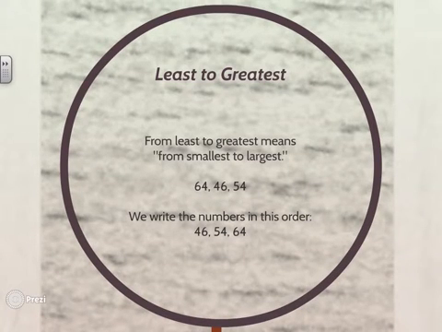Now, least to greatest. All that really means is from the smallest to the largest. So if we take these three numbers, 64, 46, and 54, and I ask you to write them from smallest to largest, you look for the smallest number and you're going to put them in this order. So which would be 46, 54, and 64. And you'll be doing that later on in your practice.